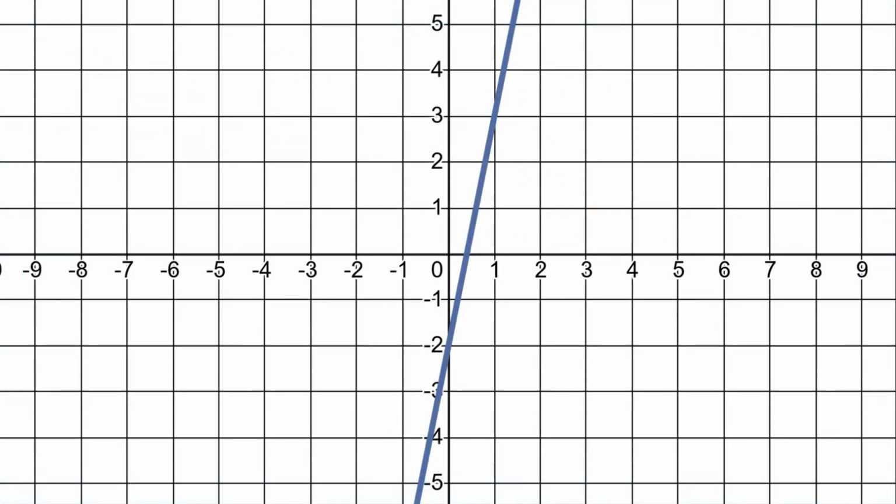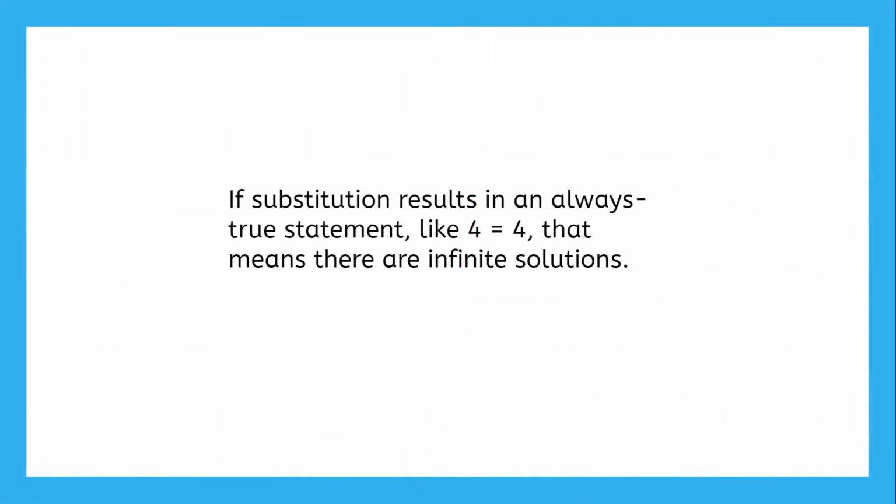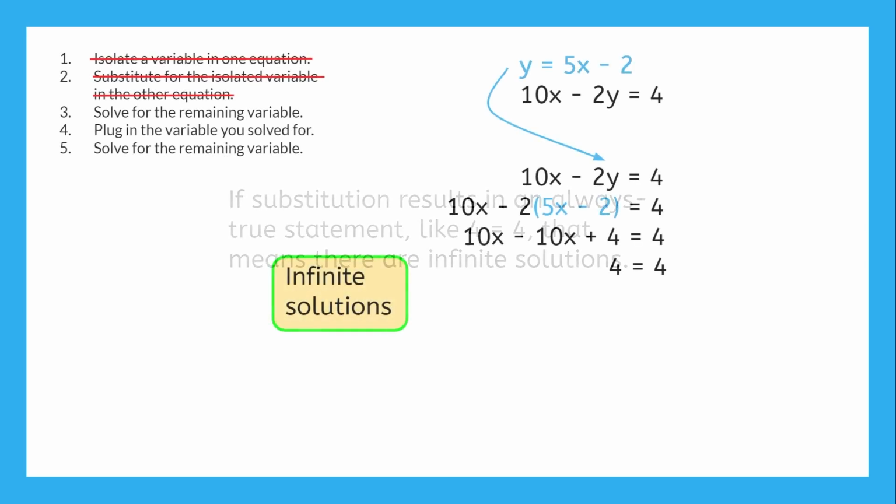What? Where's the second line? Ah, there it is. The two lines are actually the same line. And you know what that means? Infinite solutions. So if substitution results in a weird, always true result, that means the lines are always intersecting. So there are infinite solutions. So then this system here is made of overlapping lines and has infinite solutions.